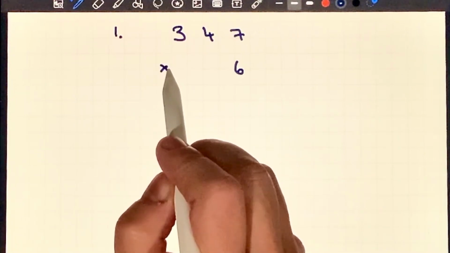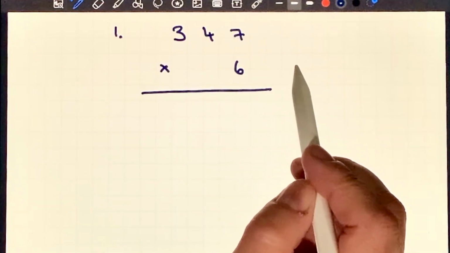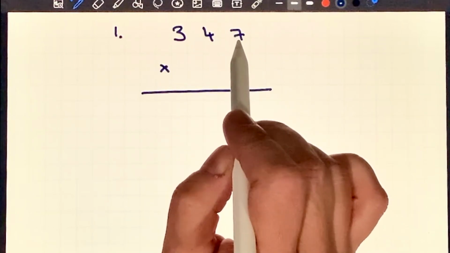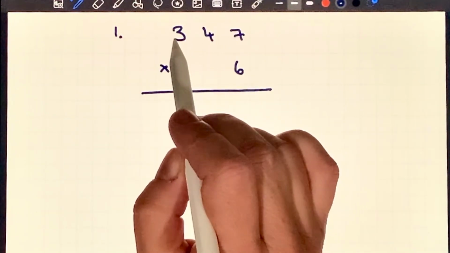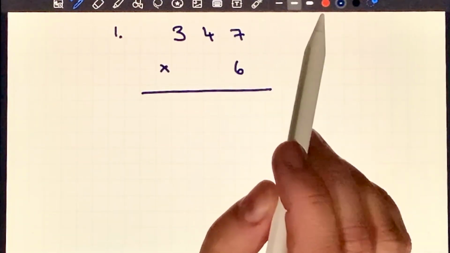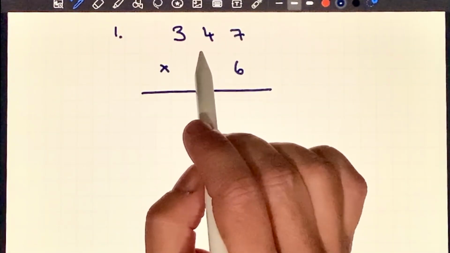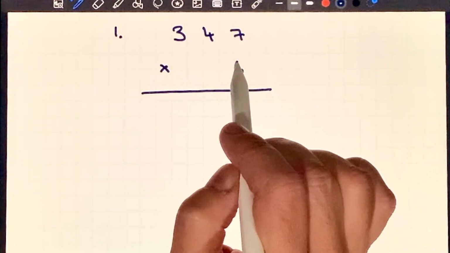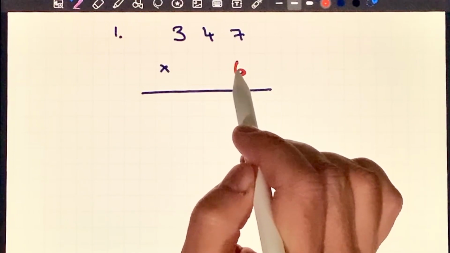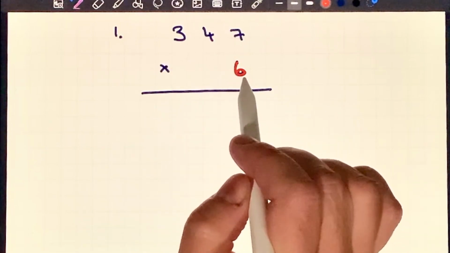Same strategy no matter how many numbers or digits we're multiplying. And that strategy is that we're going to multiply every single digit by every other digit in my multiplication. So, in this example, I've got 347 and it's been multiplied by a single digit, which is the 6. So, in this example, I'm just going to go ahead and multiply every digit by my 6.